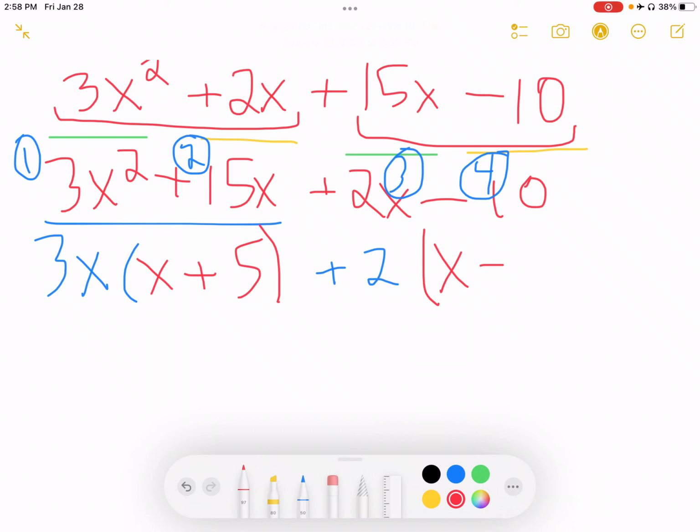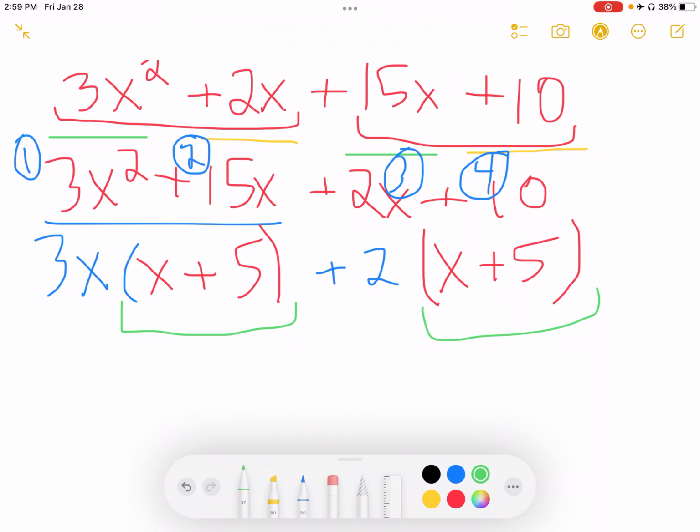Whoops, I've messed up this. This is plus 10 right here. Okay, plus 10. So then this is plus 5 here. Okay, so now you can see again, I have the same thing that I had in the previous example, right? This x plus 5 here, it's in both of these.